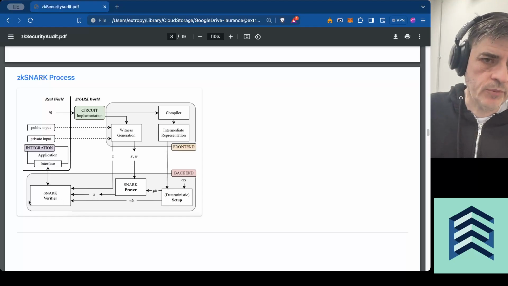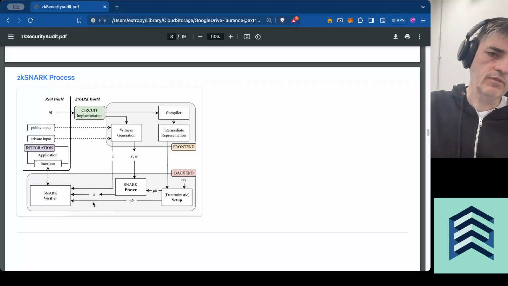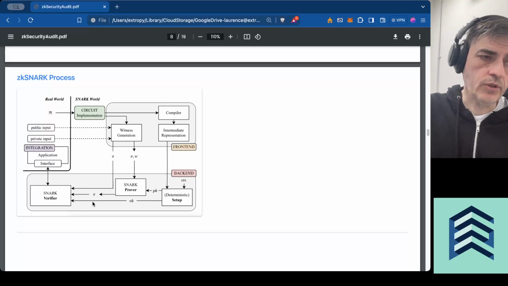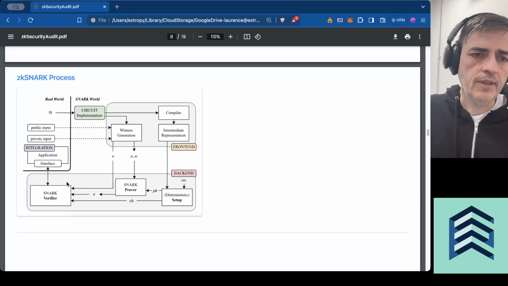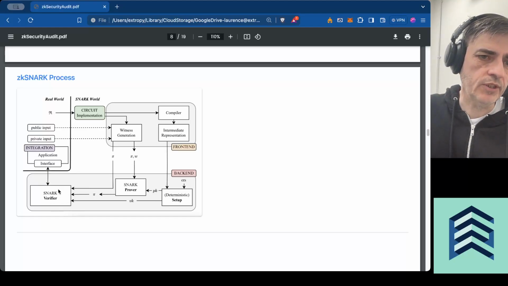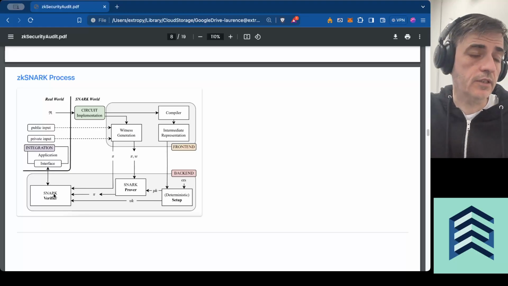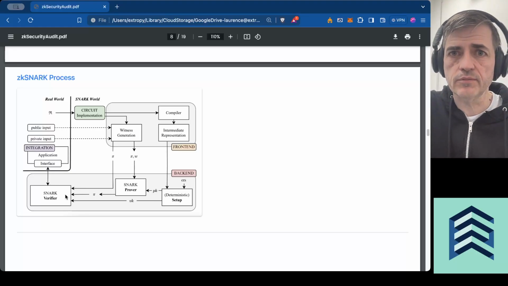So the proof will be sent to the verifier along with any public inputs, plus the verification key, which is needed from the setup. Given all of that, the verifier will be able to decide whether the proof is correct or not. And then they may pass that information on to other applications. But the essential process really ends with the verifier making the decision whether the proof is correct or not.